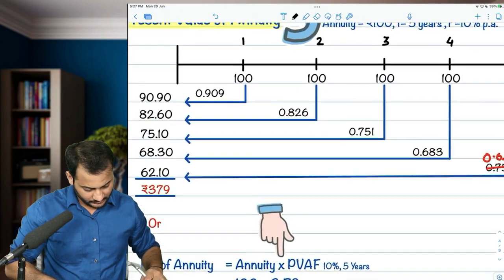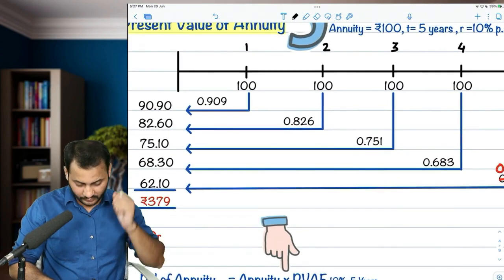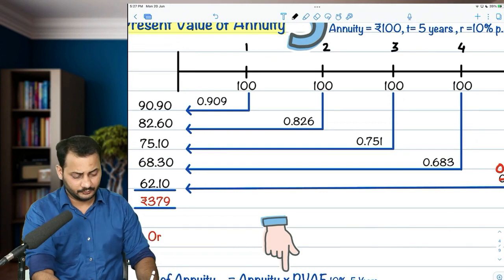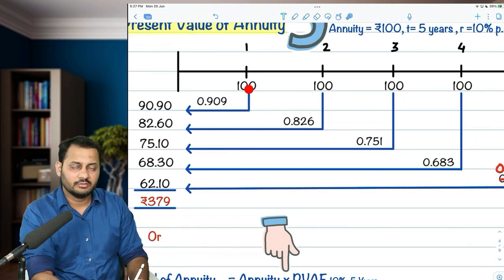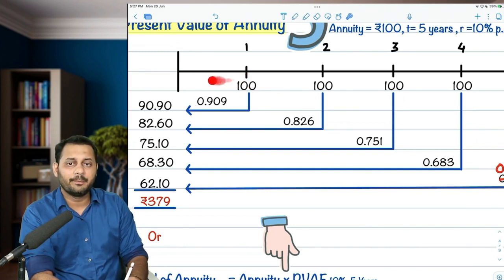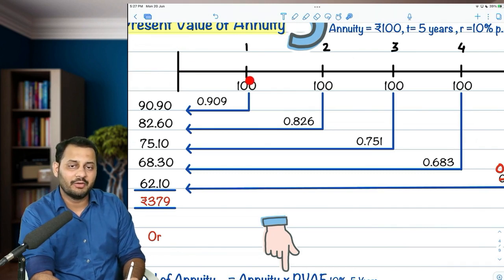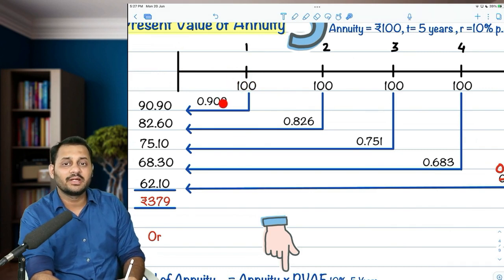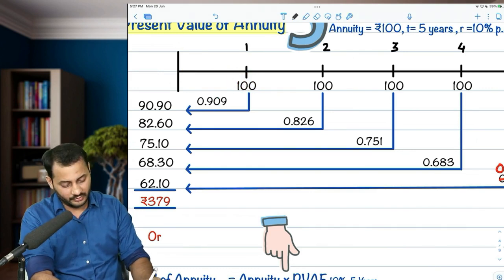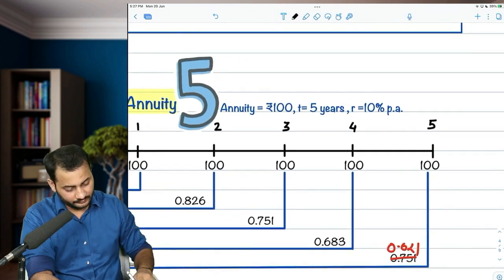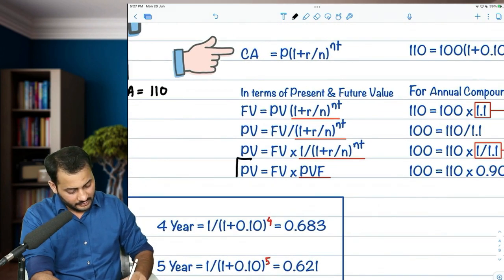Just focus on this part first. So if the 100 rupees, let's say 100 rupees is being received at the end of first year, this is our future value. If we want to calculate the present value, the value at time 0 of the future value, what we will have to do is multiply this future value with its present value factor. The formula is very simple, sir. Multiply the future value with the present value factor.